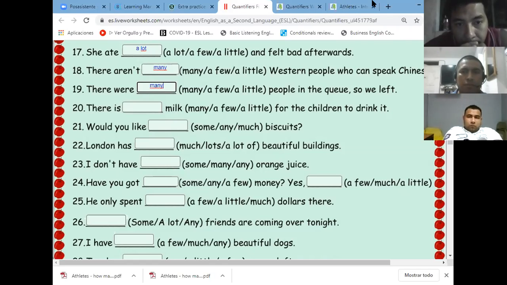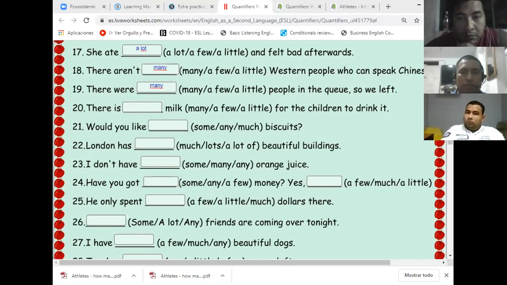What is queue? I don't know. Queue is line. Like for example, I'm waiting for something, right? When you go to the bank, for example, you need to line up, right? So you are in a queue. So queue is line. So there were many people in the queue, so we decided to leave.